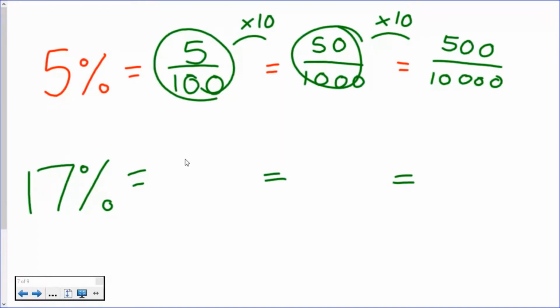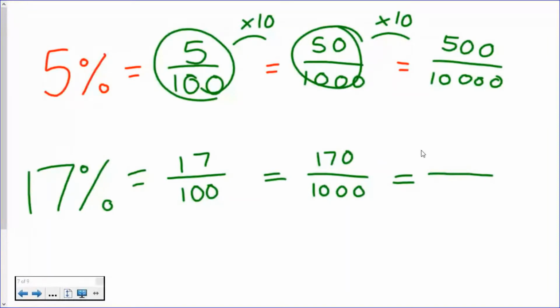Okay, let's look at a slight increase in the challenge here. 17%. Well, that would be 17/100ths, times those by 10 again. You could also express that percentage as 170/1,000ths. You could even express it as 1,700/10,000ths. Tiny things there for that denominator. These are all equivalent to 17%.